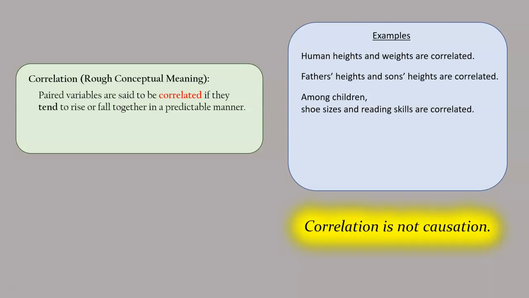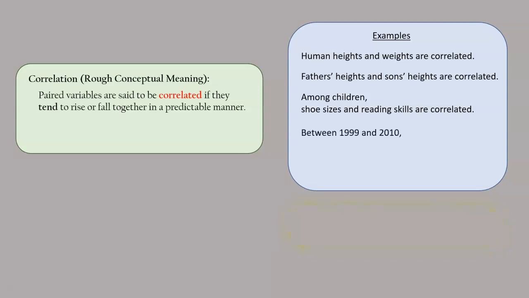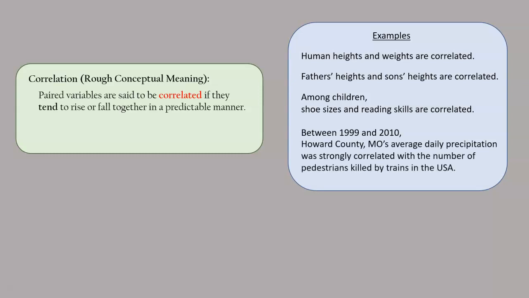Two variables can rise or fall together for all sorts of reasons. Variables can even be correlated for no reason whatsoever. For example, it turns out that between 1999 and 2010, Howard County, Missouri's average daily precipitation was strongly correlated with the number of pedestrians killed by trains in the USA.